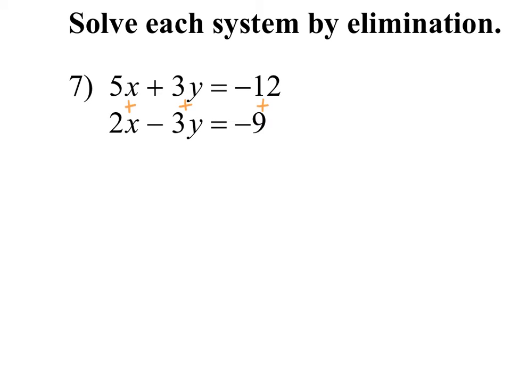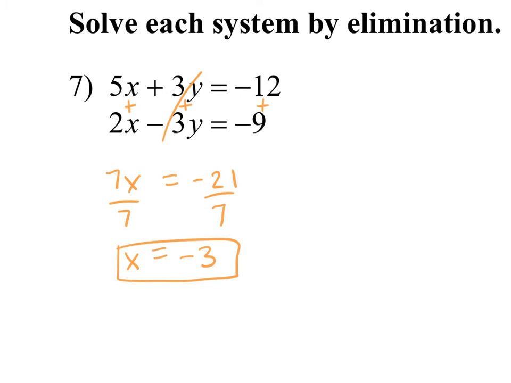So 5x plus 2x would give us 7x. What happens to the 3y's? They cancel out. And then negative 12 minus 9 would be negative 21. What do we do next? Divide by 7. So what's x equal to? Negative 3.